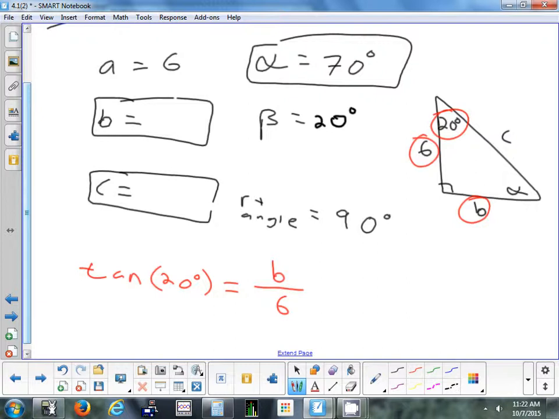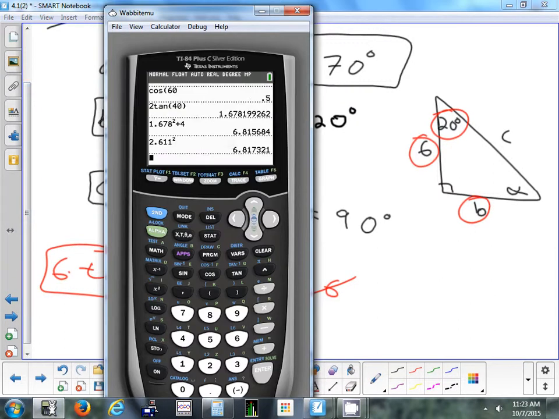Kaylin, what's my last step to get B by itself? Multiply by 6. That's it. There's B: 6 times the tangent of 20. Again, type it in, round it off. If you've got a different calculator, you might have to do it in 2 steps. You might have to find the tangent of 20 first, and then after I get that answer, I can hit times 6. Does that work? Yeah. Right, so we got 2.184.